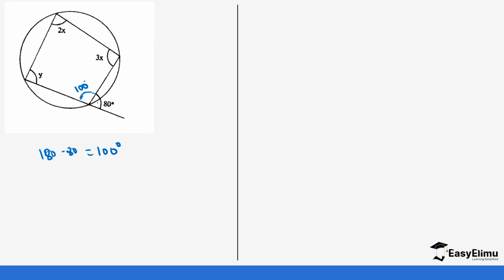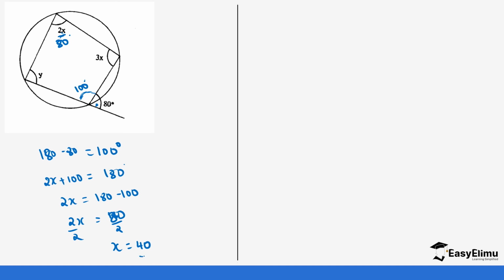So remember also this angle 2x here is equal to 80, or you can go ahead and say 2x plus 100, since they are supplementary, will give us 180. So 2x is equal to 180 minus 100, which will give us 2x is equal to 80. So you divide by 2 both sides, you get the value of x to be 40. So 2x means this is 80.